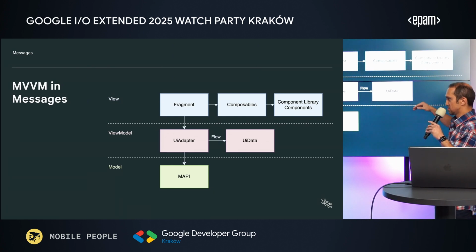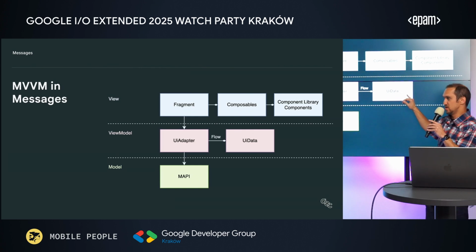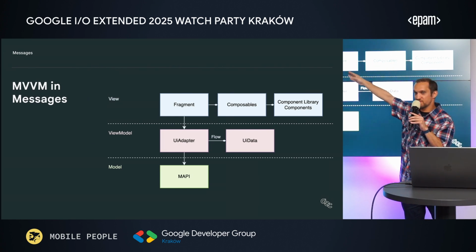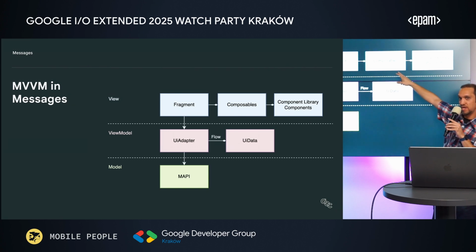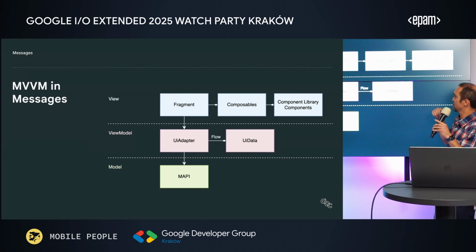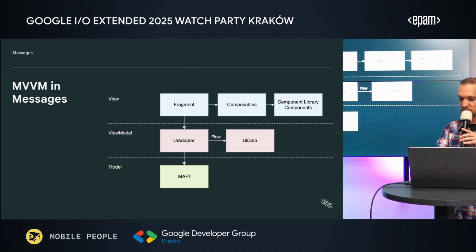At the view model layer, we have these two concepts called the UI adapter and UI data, and I'll be explaining those as well. And then on top of that, we have the regular fragment, which has a composable at the root and then many composables under, if you remember our view hierarchy from before. And then we also have a series of components that I'm going to get into at the very end, which is our component library.